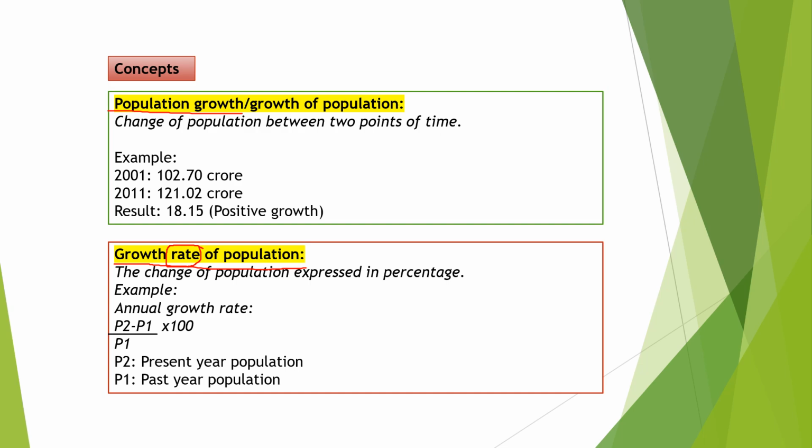What is the formula? Here I have written one formula for calculating annual growth rate. The formula is P2 minus P1 divided by P1 into 100. P2 means present year population, P1 means past year population. So you can calculate by taking any example. You can calculate from the previous example also and tell me the answer in the comment section. I think this concept is clear between population growth and growth rate of population. Population growth is just the subtraction, and population growth rate means you have to calculate the percentage.